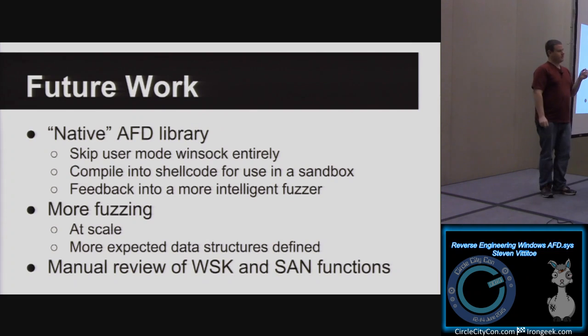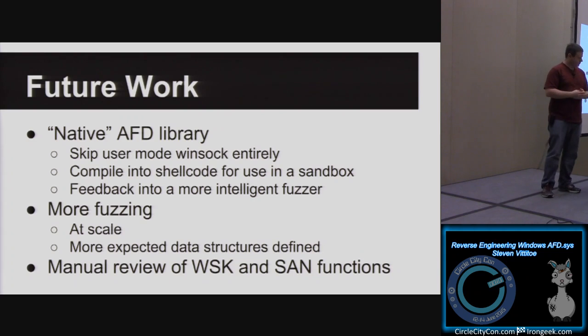However, I do think that the more ioctls you build out in a library like this, the better you would be able to fuzz in the end. So more fuzzing, at-scale fuzzing, more expected data structures defined. I only defined about half of the ioctls, so the other half would need to be defined as well. And then the functions that were not reachable from the sandbox are probably still worth a look. In particular, the SAN functions. I think those would be valuable to go through manually. And the WSK, I'm just kind of curious about how it works. And if I ever find the time to get back to this, I will give those a manual review as well.